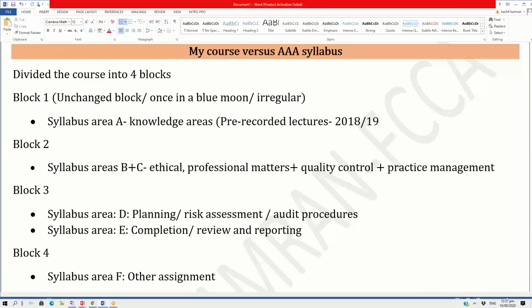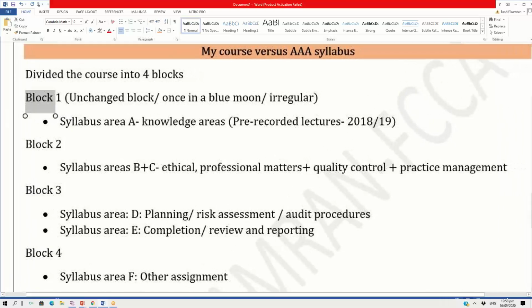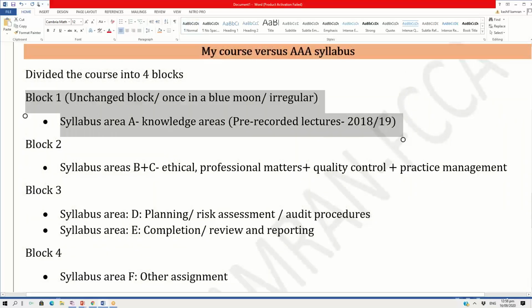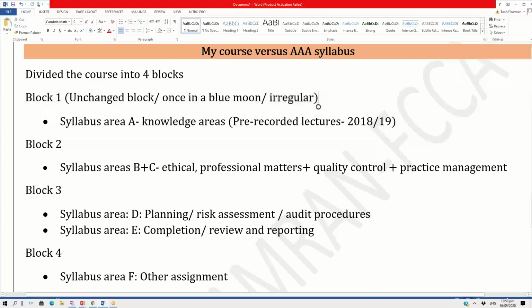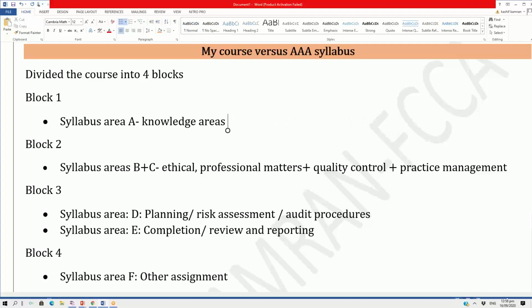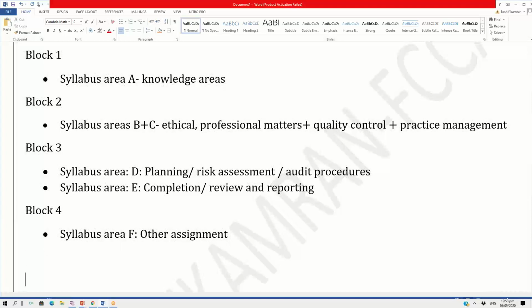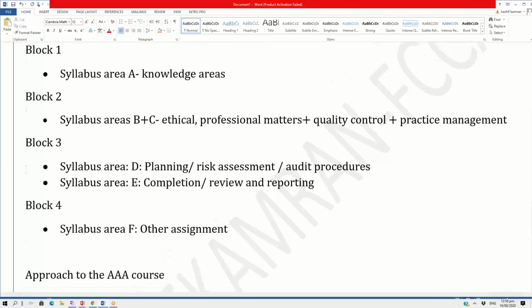So I will be sharing with you my block one lectures. If I make a strategy for you in terms of block one, how would we go with block one? Let me just guide you in a proper manner on how we should start things up. Okay, let's see the approach to the AAA course, how things will be approached.